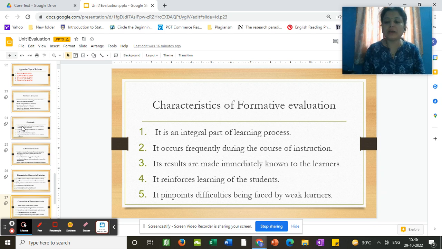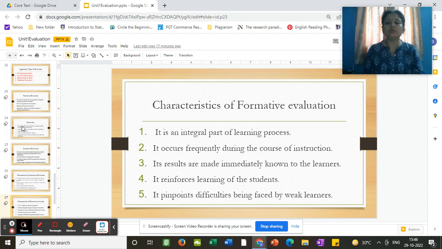Then it pinpoints difficulties faced by the weak learners, or the learners majorly, because the major concern of formative evaluation is that strengths and weaknesses need to be identified, and we need to work upon the weaknesses which are identified with the help of formative evaluation, like in a class test or a monthly test or a unit test. What are the concerns with reference to content appropriateness, content level attainment, or skill mastery that a student or a child is facing.